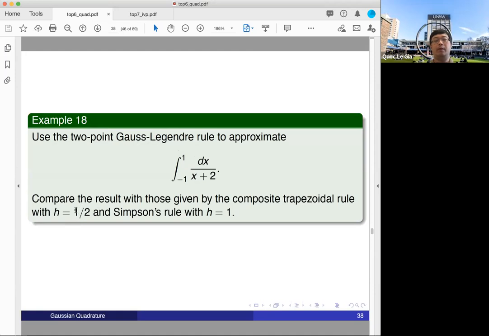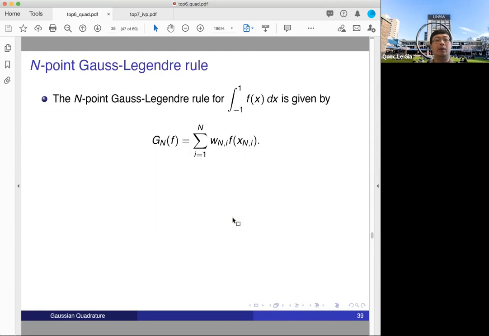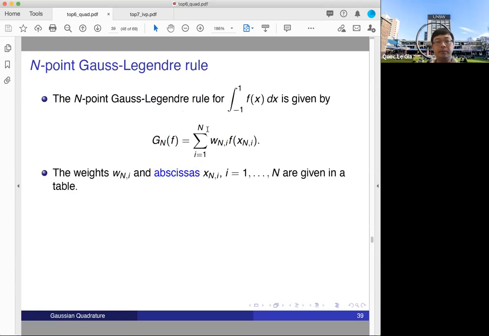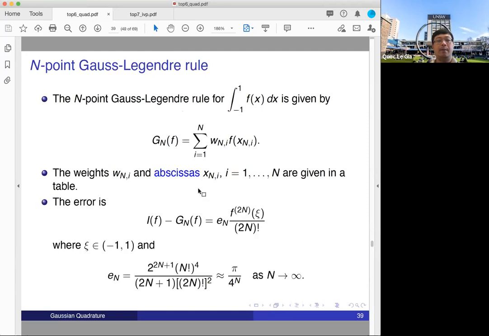So 4 points, yeah. Because h is 1/2, it's 4 points, or Simpson's rule with 2 points. So you can check that. Now what happens if you want an n-point Gauss-Legendre rule? We are not going into details, but essentially you can design an n-point Gauss-Legendre rule by solving a system of nonlinear equations, yeah.